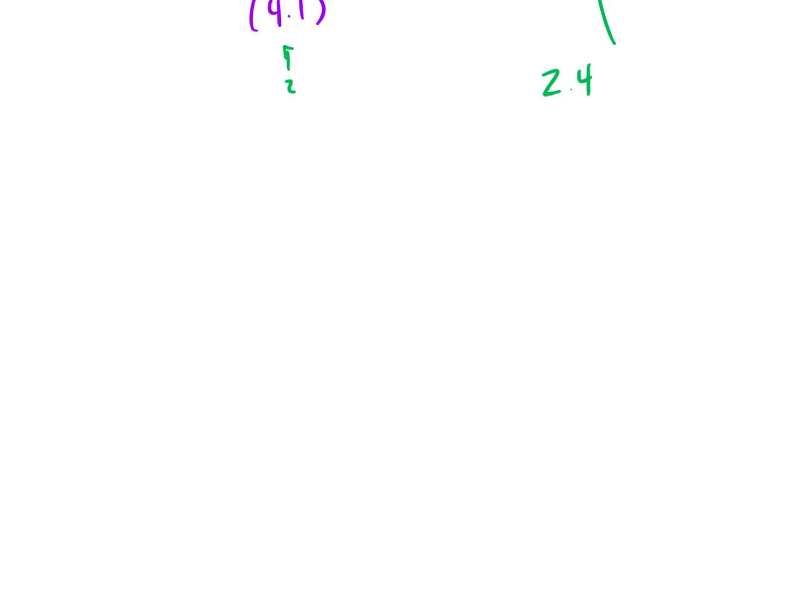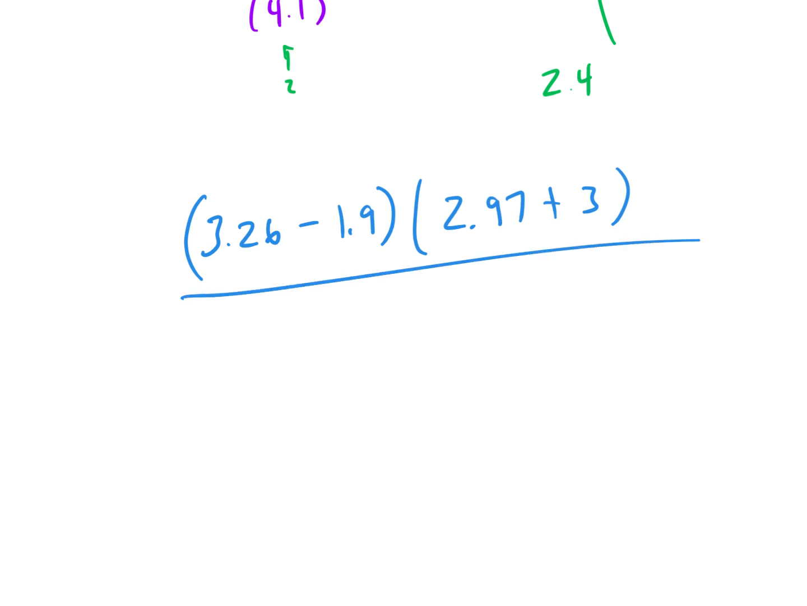All right, so let's say we have 3.26 minus 1.9, and we multiply by (2.97 plus 3) in parentheses, and we divide it by 2.2. Do we have to worry about order of operations this time? Yeah, you do. Because there's multiplies, divides, adds, and subtracts. We have to do multiply and divide first, but before that we do what? Brackets. Yeah, parentheses, right?